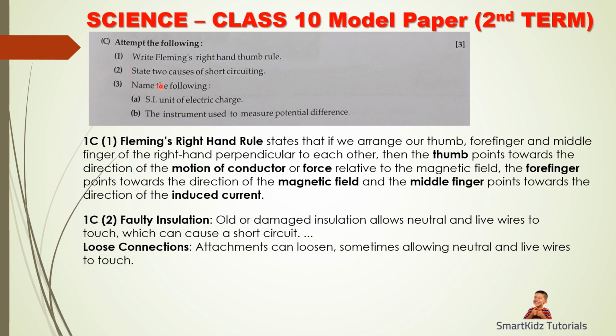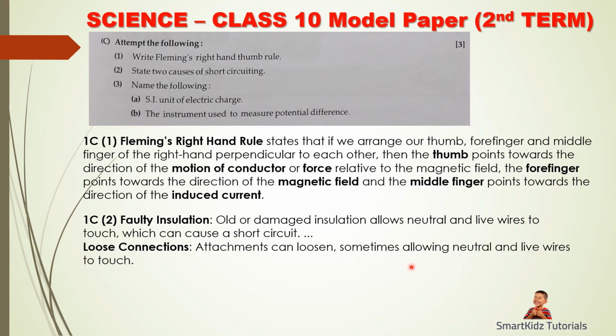Question 3c2, state 2 causes of short circuiting. 2 causes are listed in the textbook. One is faulty insulation and the other one is loose connection. Faulty insulation: when the insulation cover is not good enough, it could be old or damaged, and this allows the neutral and the live wires to come in contact with each other, which results in a short circuit. Apart from this, you can have loose connections, and attachments can loosen. Sometimes there is always wear and tear.